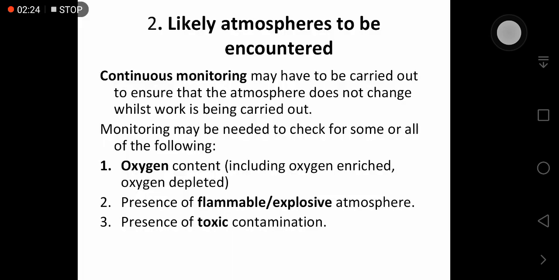The next thing is that the likely atmosphere to be encountered in a confined space must be assessed. Continuous monitoring may have to be carried out to ensure that the atmosphere does not change whilst the work is being carried out. Monitoring may be needed to check for some or all of the following: oxygen content. The second thing is presence of flammable or explosive atmosphere, and the third thing is presence of toxic contamination.